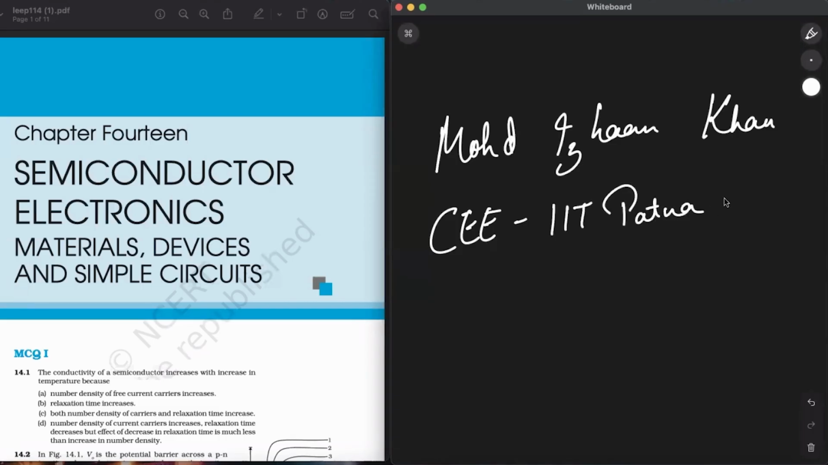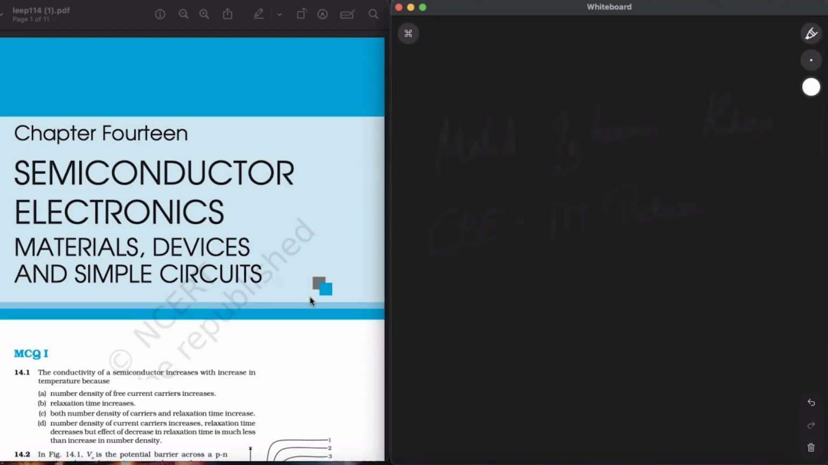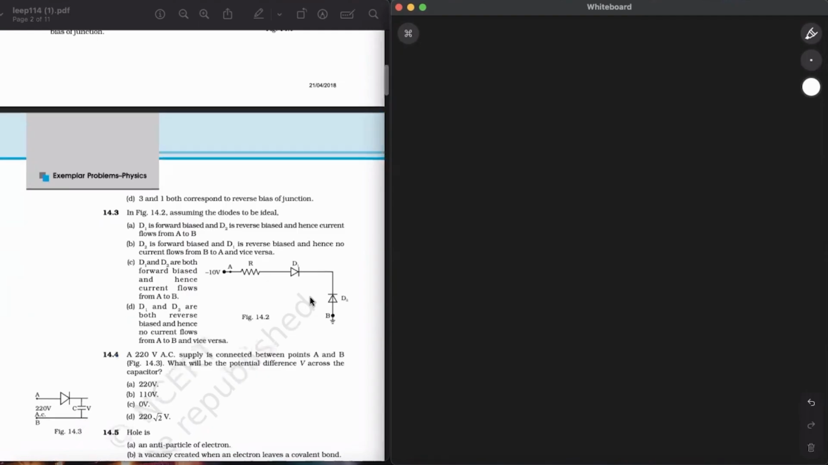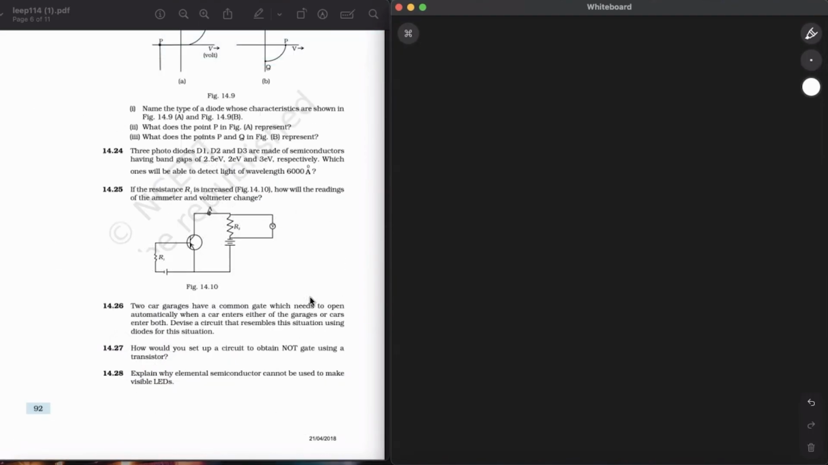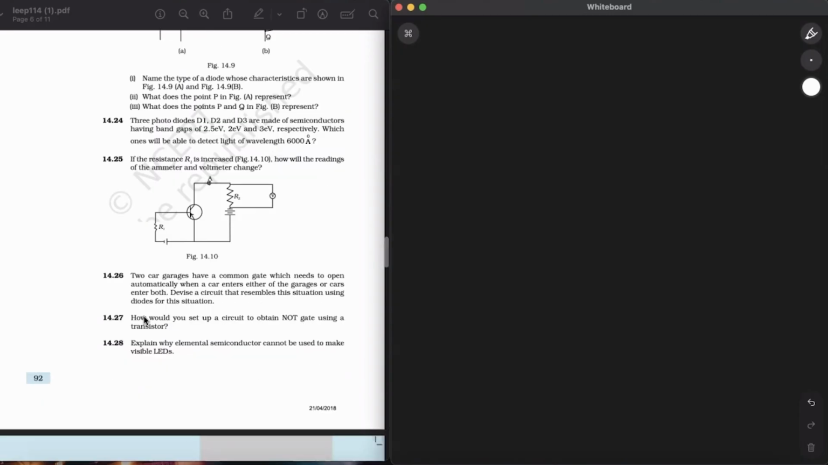In the previous session, we were solving the questions on semiconductor devices, and now we just continue from where we left off in the last session. We had done question number 25 in our last session, and today we'll be starting from question number 26.